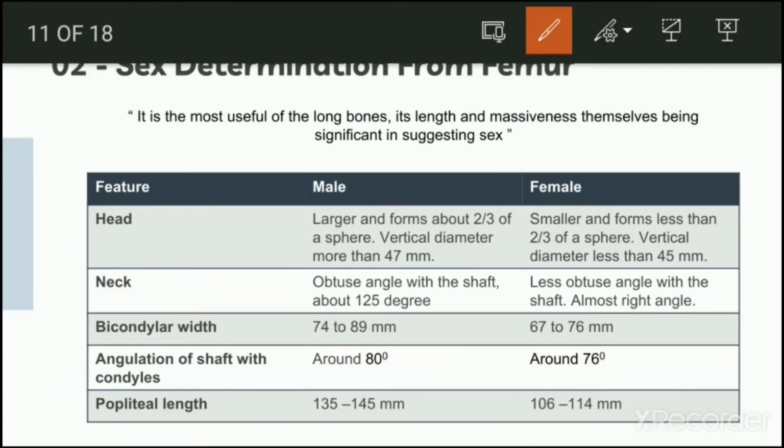We have studied all these points, but what does the angulation of shaft with condyles mean? The shaft is the body of the femur, and condyles are the rounded protuberant ends which form the articulation with another bone. Popliteal length is related to the back part of the leg behind the knee.